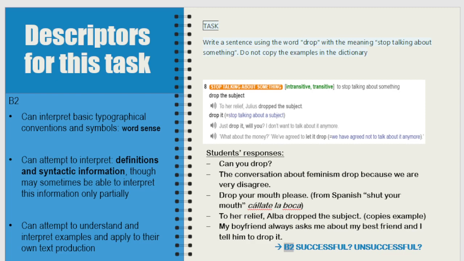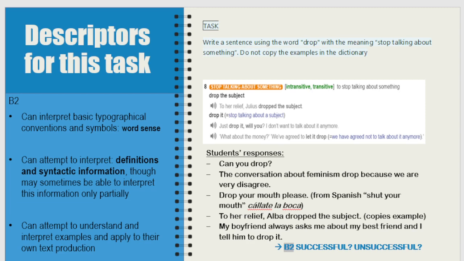Another student copied the example, so this will be a correct answer, and they simply changed the name of a person in the example. So the dictionary says Julius dropped the subject, and the student says Alba dropped the subject. And finally, another student wrote the sentence, "My boyfriend always asks me about my best friend, and I tell him to drop it." So as you can see, 5 different students and 5 different levels of ability.